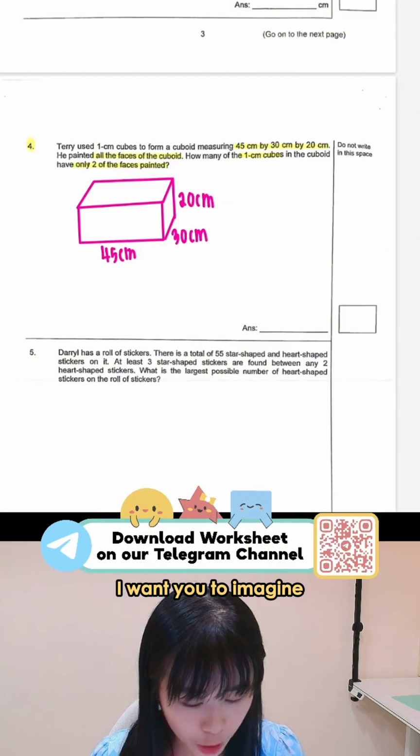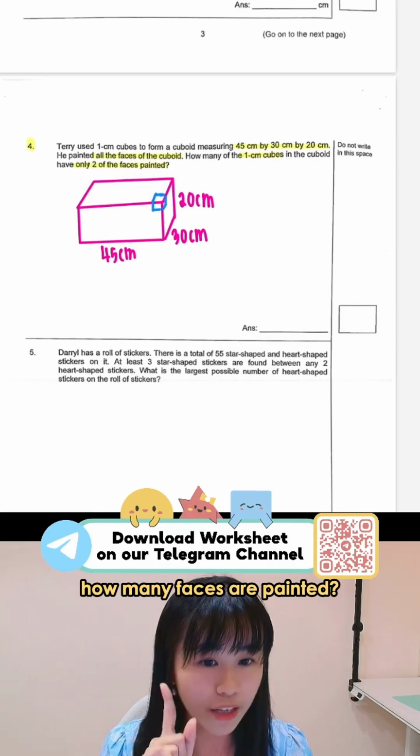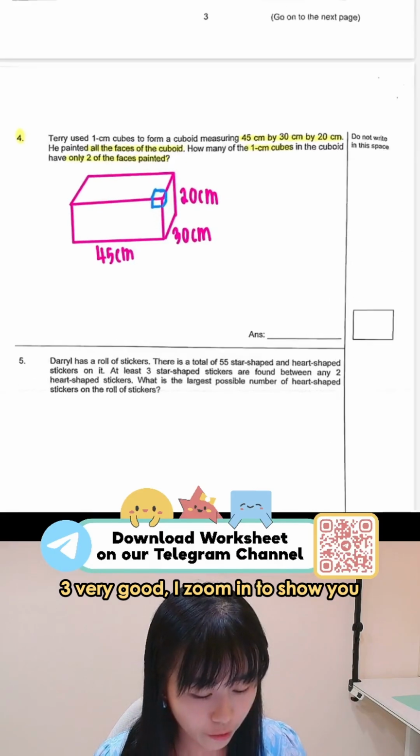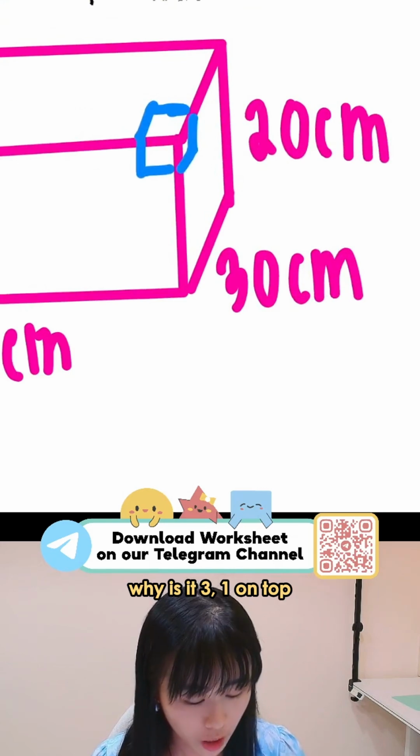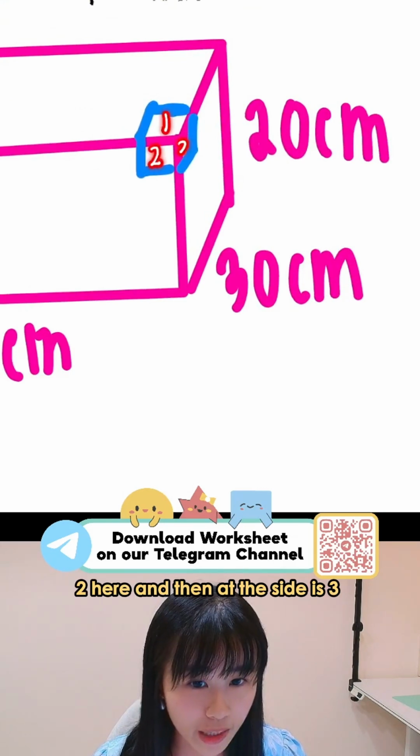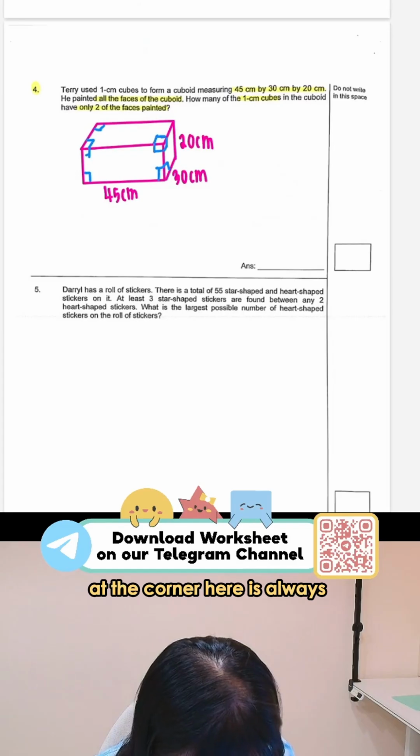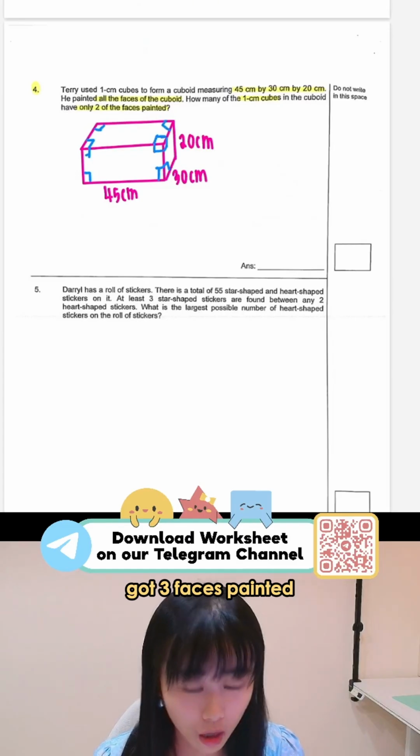I want you to imagine, at this corner here, how many faces are painted? 3. Very good. I zoom in to show you. Why is it 3? 1 on top, 2 here, and then at the side is 3. You all must remember at the corner here is always 3 faces painted.